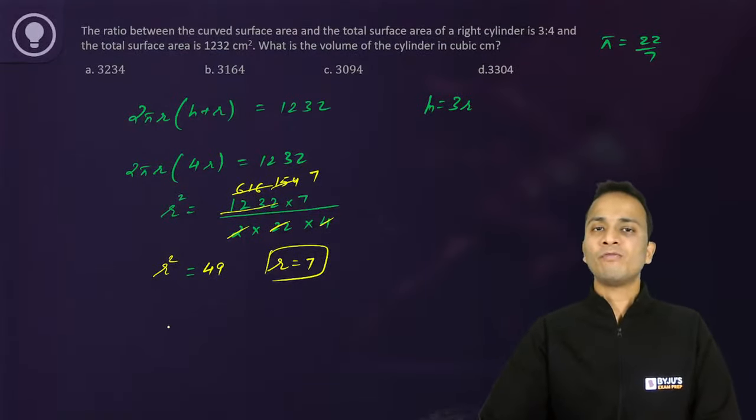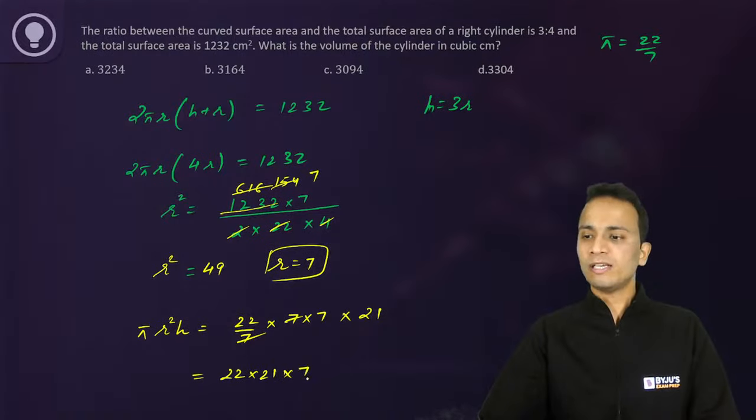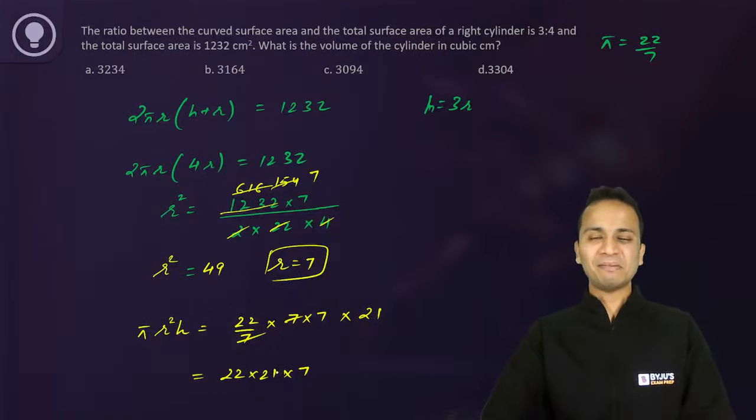Now we have to find out the volume of the cylinder. Volume of the cylinder is pi r square h, that is 22 upon 7 into 7 into 7, that is r square, and height is 3r, that is 21. So final answer will be 22 into 21 into 7. Please help me with the multiplications.